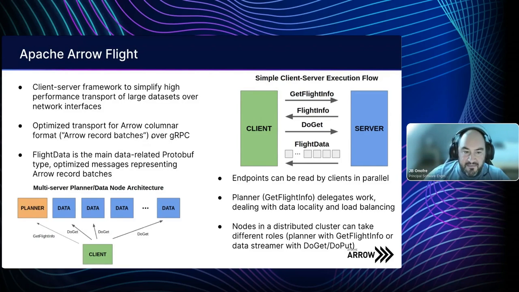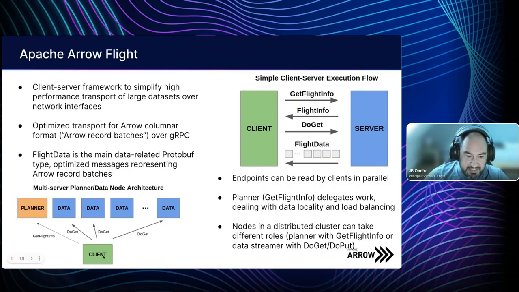So you can see there that first you have a get flight info, which is sent by the client, and then the server returns the flight info, and then the client does a do get. And so you have a lot of flight data that is streamed from the server to the client. So basically, the data-related protocol of type from gRPC are optimized messages represented through Arrow record batches. The good thing is endpoints can be read by clients in parallel.